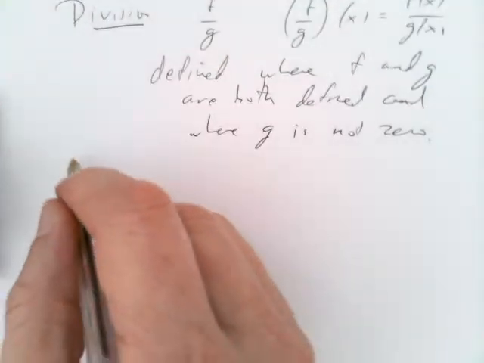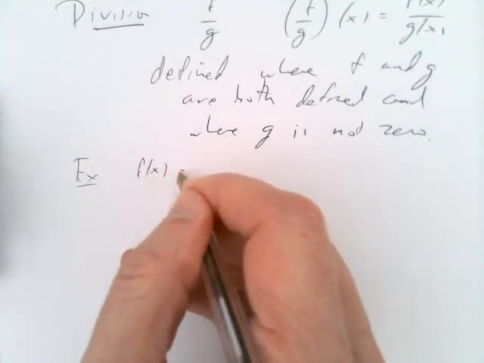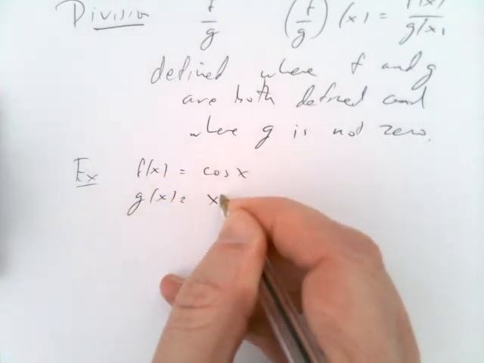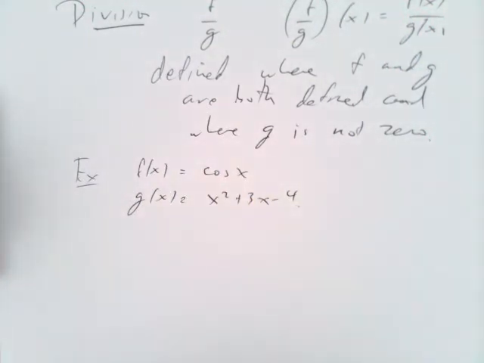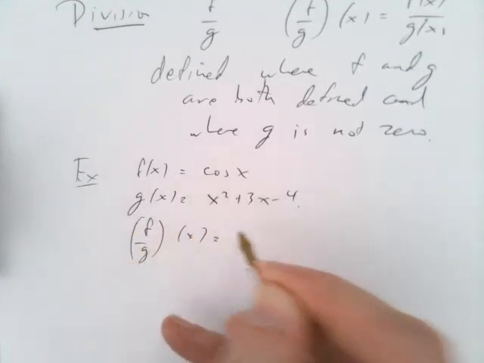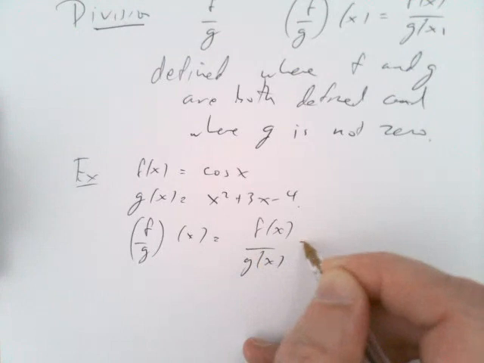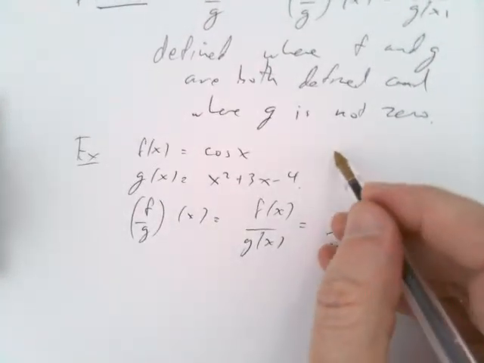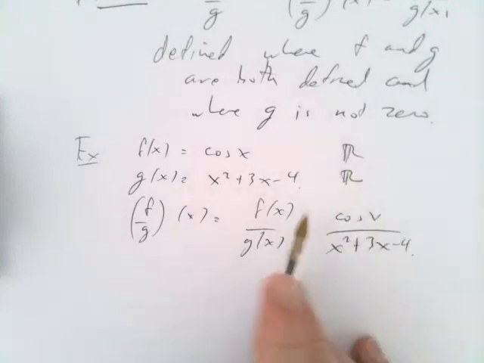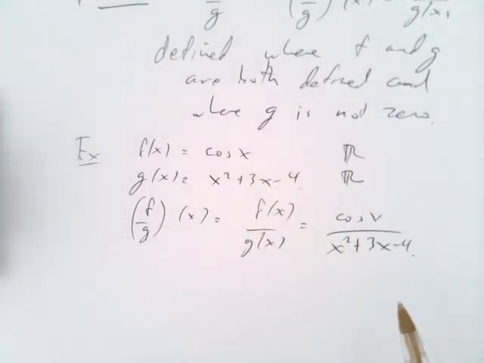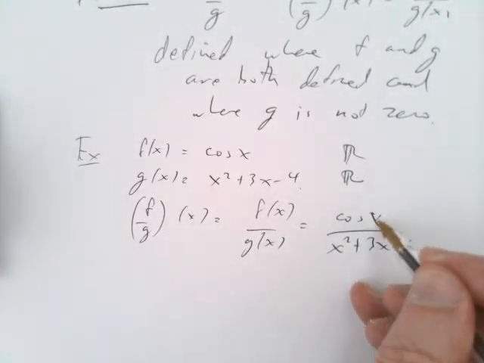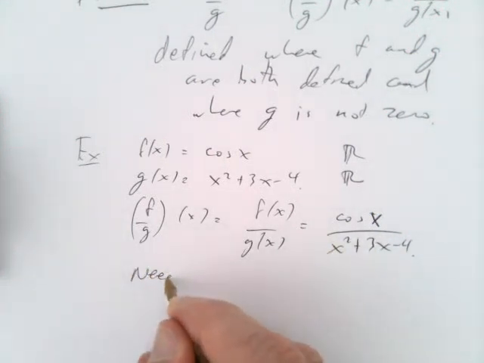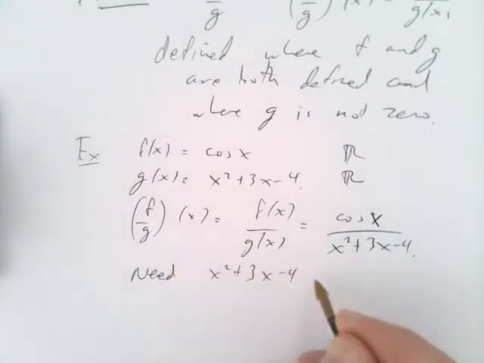So for example, if we look at an example where f of x is cosine x, and g of x is x squared plus 3x minus 4, what's f over g? f over g is the function that at each point x gives me f of x divided by g of x, which is cos x divided by x squared plus 3x minus 4. Now f and g both have domain the real numbers. Cosine is defined everywhere, and all these polynomials are defined everywhere. So we just figure out where this is defined. It's defined wherever the numerator and denominator are both defined, which is anywhere, but also where the denominator is not zero. So we need precisely that x squared plus 3x minus 4 is not zero.